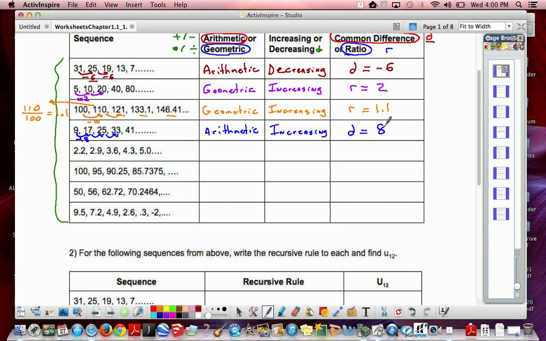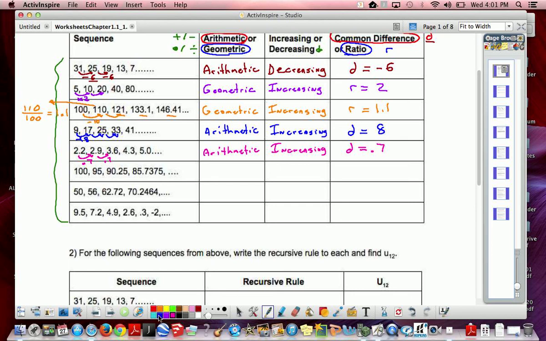Next one, let's see here. Let's go to this color here, 2.2 to 2.9. So if I'm thinking $2.20 to $2.90, that's 70 cents. Add another 0.7, sure enough I'm getting 3.6. So this one too is arithmetic. It was going up, so we're still increasing. Got a lot of increasings here. Common difference, 0.7. So sometimes you do get decimals.